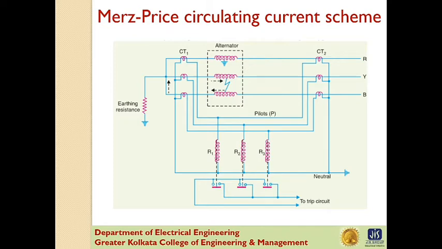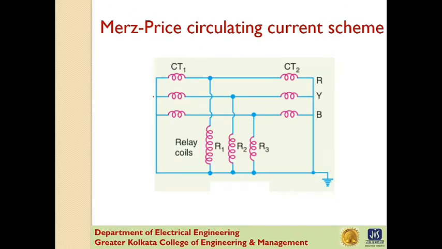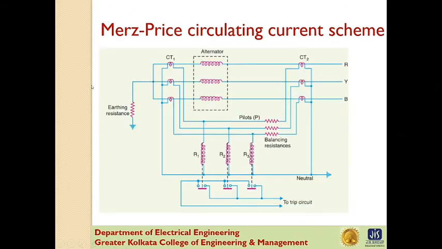Under these circumstances, balancing resistances are inserted in the shorter length of the pilot wire so that the relay tapping point divides the whole secondary impedance of the two sets of series into equal portions, and this arrangement is shown by this figure. Okay, these are the balancing resistances. These resistances are usually adjustable in order to maintain the exact balance.